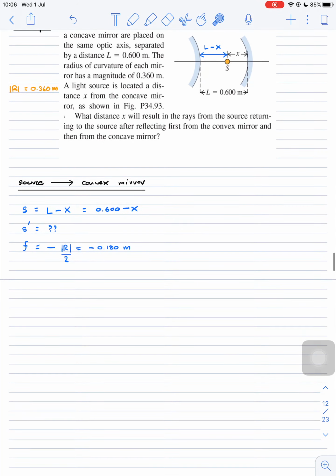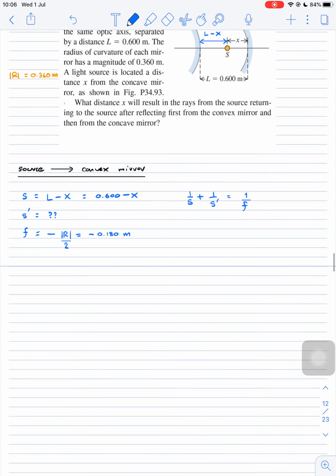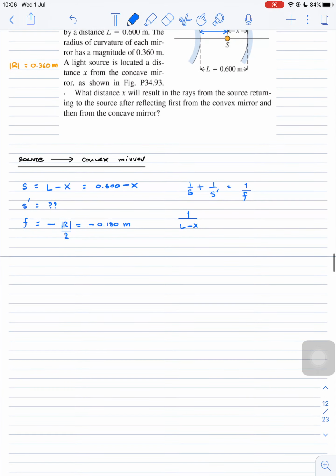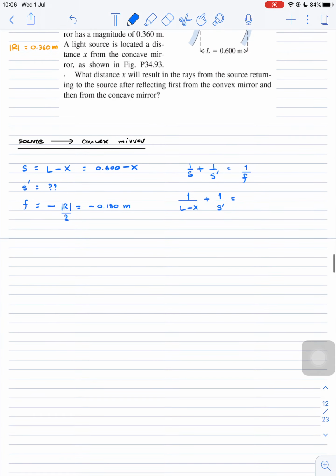Now we can find S prime, the image distance, using 1 over S plus 1 over S prime equals 1 over F. So we have 1 over L minus x, using this variable first, plus 1 over S prime equals, now we said F equals minus the absolute value of R over 2, so 1 over F is minus 2 over the absolute value of R.